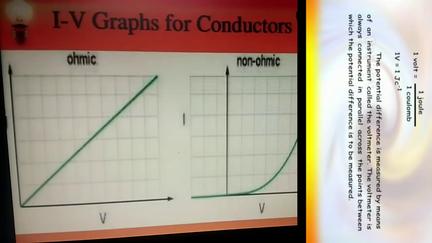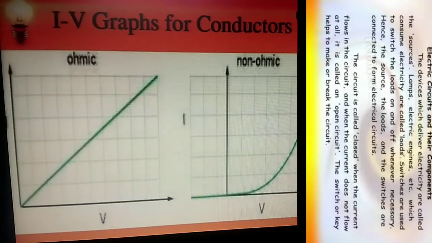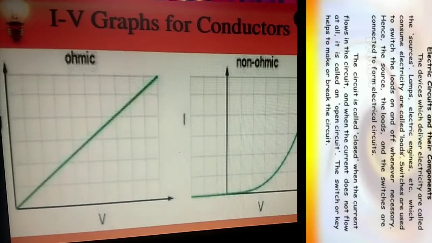After doing the verification of Ohm's law experimentally, when we plot graphs, that is IV graph, by taking V on the x-axis and I on the y-axis, if the graph plotted is a straight line, it is called an ohmic graph, and if it is not a straight line, it is called a non-ohmic graph.